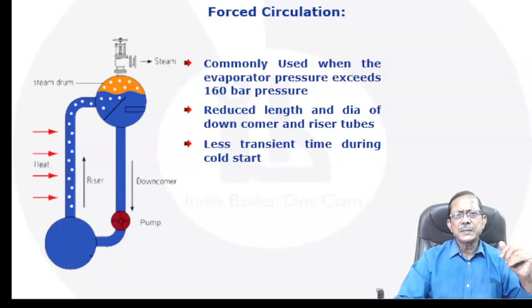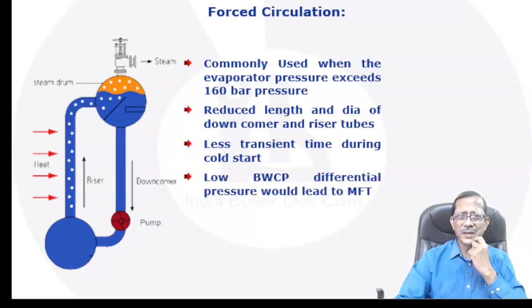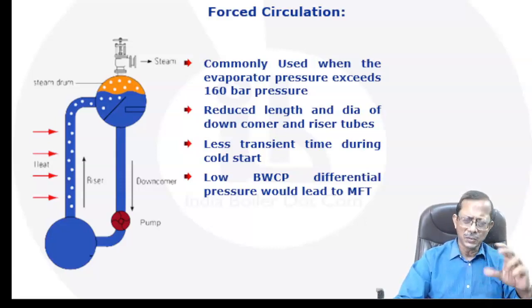Some disadvantages: because the circulation is depending on the boiler circulating water pump, we have to always have a very close check on the delta P across that, right? You can also have a flow measurement in such kind of a circulation system. So if there is a delta P problem and we do not get the circulation, then the boiler needs to be tripped, right? So there is an additional MFT, the master fuel trip, that will come in a forced circulation boiler on the basis of the differential pressure across the boiler circulating water pump.